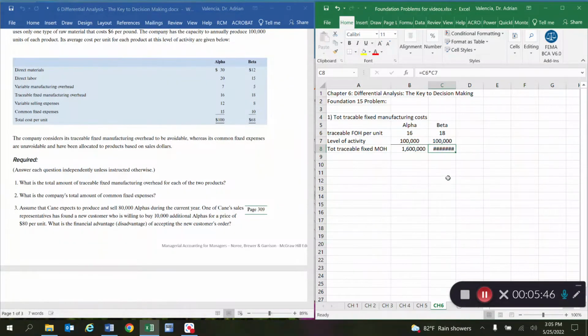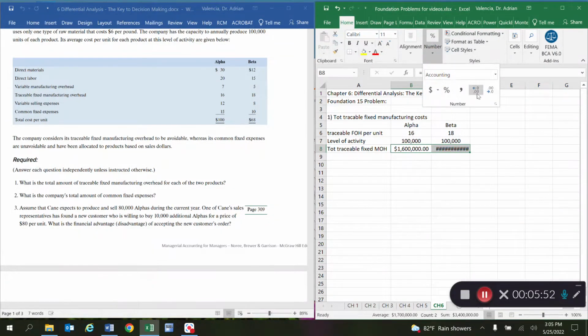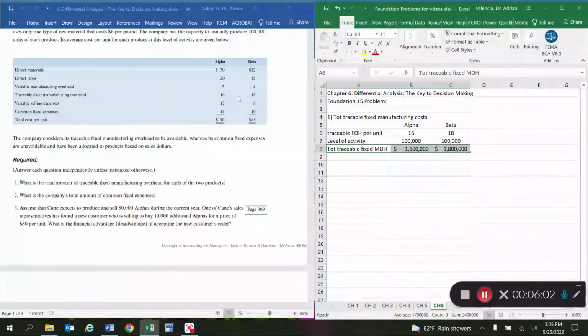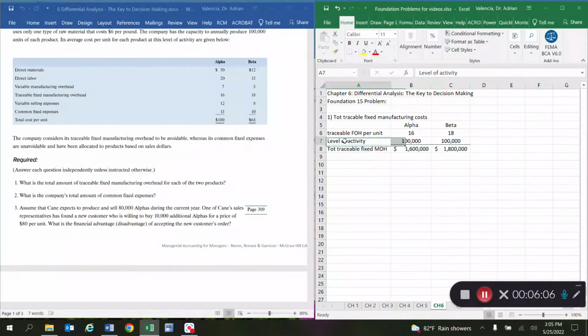I should put dollar signs on this just so it's easier for us to understand that we're talking about dollars and not units. Okay, so here's why this is important. Even though they came up with this on a per unit basis at 16 and 18, that fixed cost per unit is only valid at this level of activity.